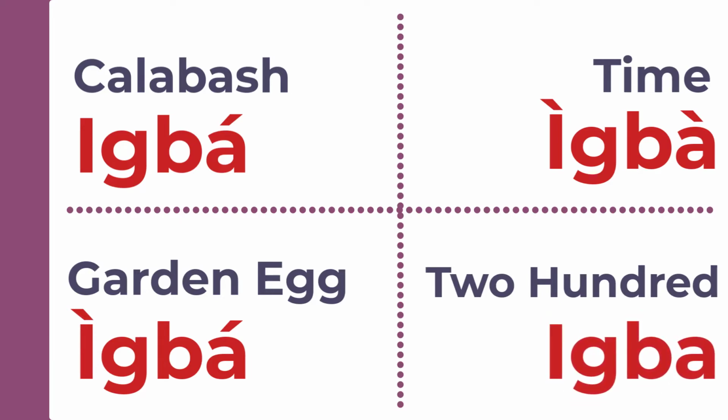I-B-A. But now, we are not pronouncing it Igba like calabash. We are not pronouncing it Igba, time. We are not pronouncing it Igba, garden egg. But 200 means Igba. You will see the four of them has the same spelling but pronounced differently.